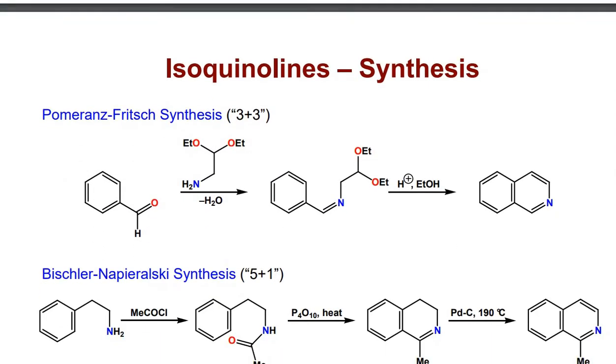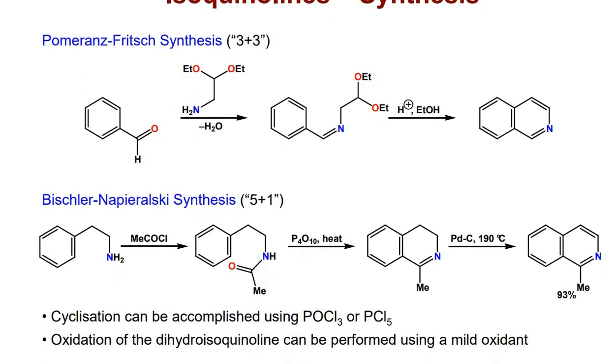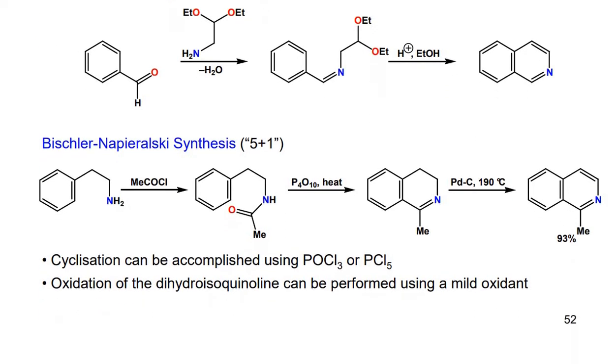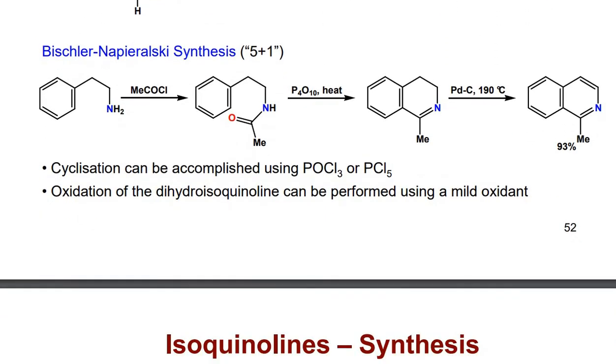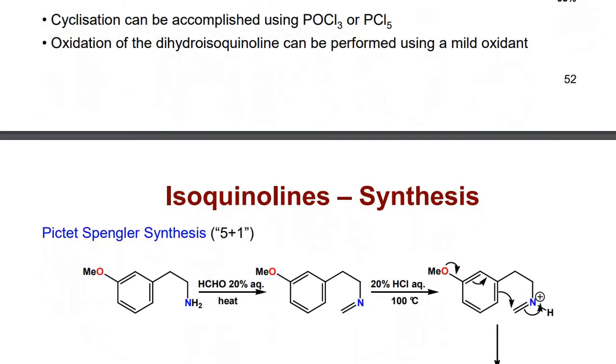Isoquinoline synthesis, you can see the Pomeranz-Fritsch synthesis, Bischler-Napieralski synthesis. Cyclization can be accomplished using phosphoryl chloride and phosphorus pentachloride. Oxidation of dihydroisoquinoline can be performed using mild oxidants. Take page and paper, write all the reactions.